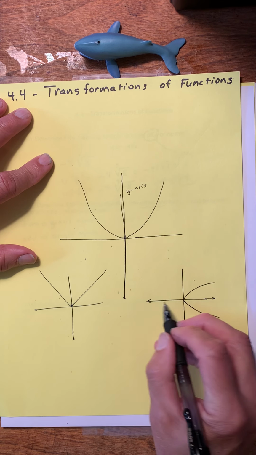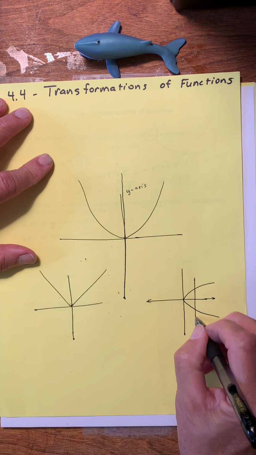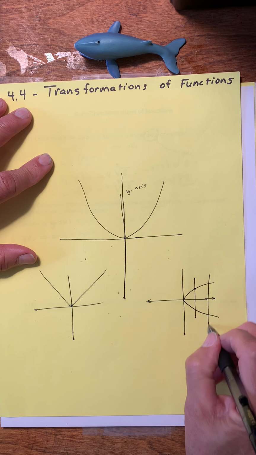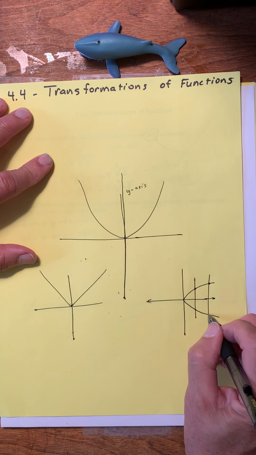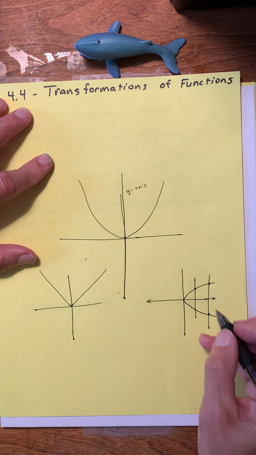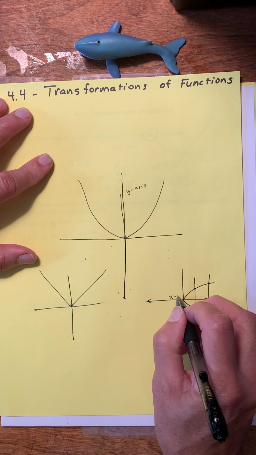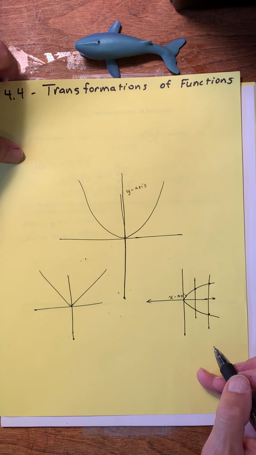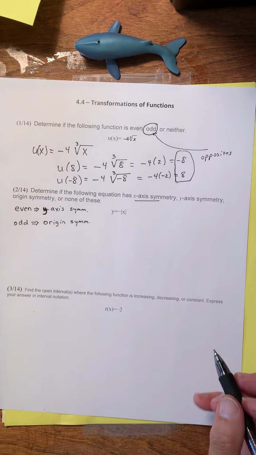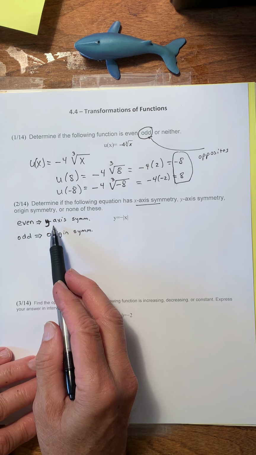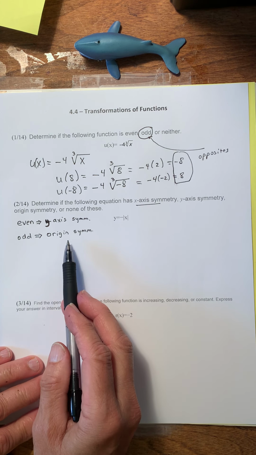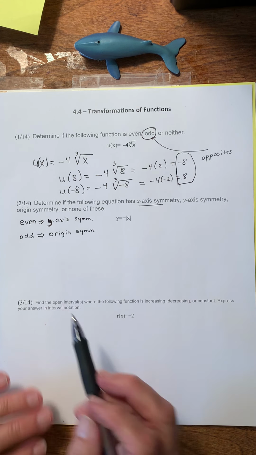If it has x-axis symmetry, it does not pass the vertical line test, does it? So we will not be looking at any functions that have x-axis symmetry. That would not be a function. So the guys I'm going to be looking at are either even, that have y-axis symmetry, or they're odd, something that has what's called origin symmetry.